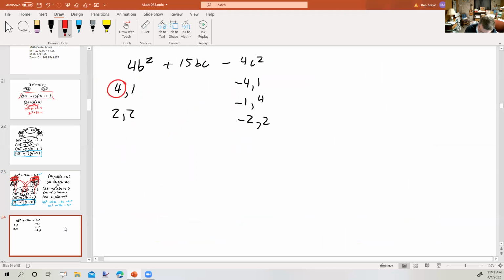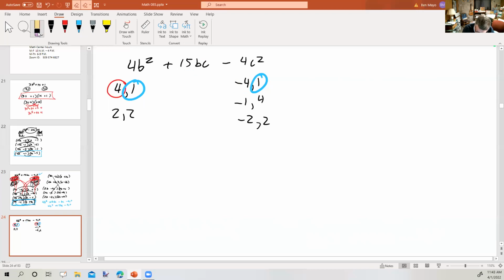What's 4 times negative 4? It's negative 16. What's 1 times 1? It's 1. What's negative 16 plus 1? It's negative 15, but I want positive 15, okay?